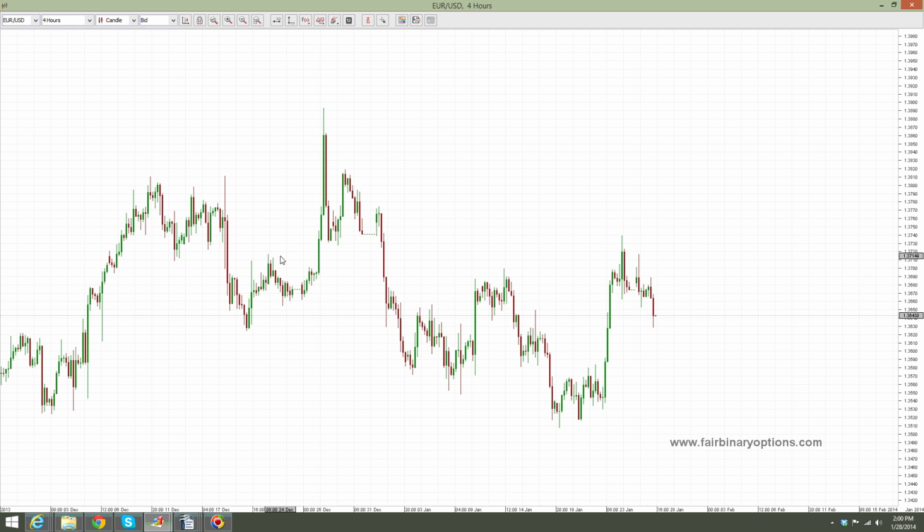FairBinary. We are looking at the Euro US dollar. This is the 4-hour chart, and what more to say, we are preparing for the FOMC. FOMC means Federal Open Market Committee. There is the statement to come Wednesday.